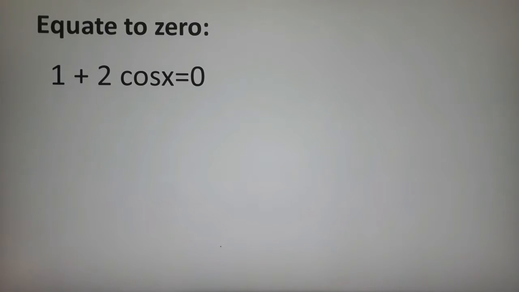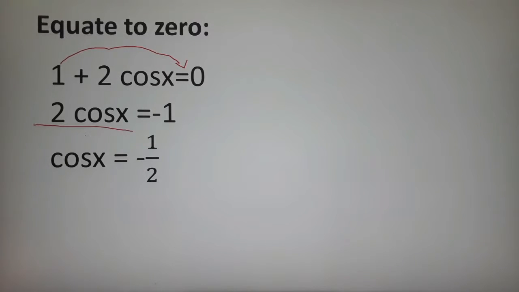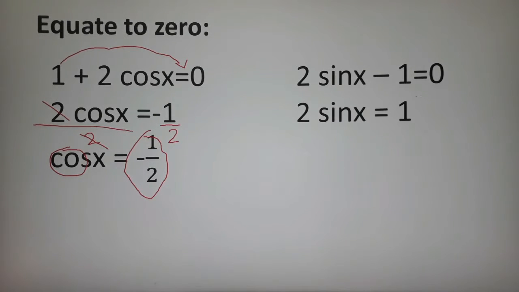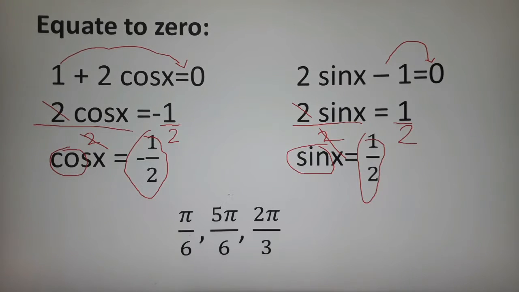The first solution is 1 plus 2 cosine x equals 0. Transpose 1 to the other side of the equation, so it becomes 2 cosine x equals negative 1, and divide by 2. So find the angle whose cosine is negative 1/2 in the unit circle. Then the next equation is 2 sine x minus 1 equals 0. Divide by 2 again and find the angle wherein sine is 1/2 in the unit circle. So the solutions can be pi over 6, 5 pi over 6, and 2 pi over 3.